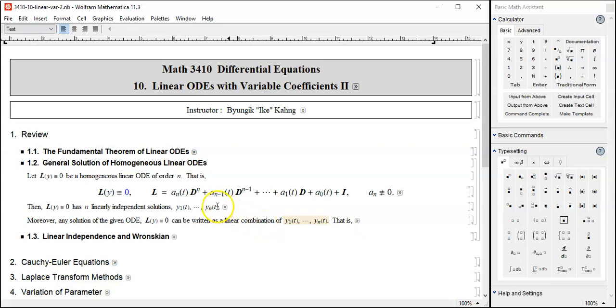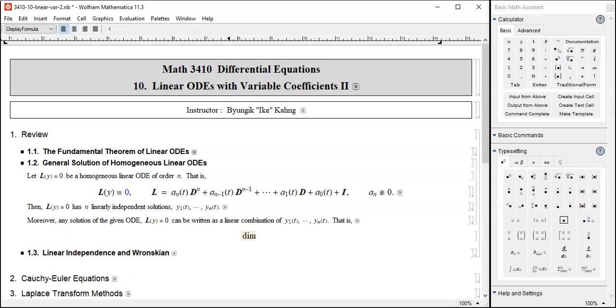So what do we have? Linearly independent generators. What is so-called linearly independent generators? It's a basis. It's a basis. So the solution space, or in other words, the kernel of this linear operator L, has basis y1 through yn. In other words, the dimension of the solution space is n.